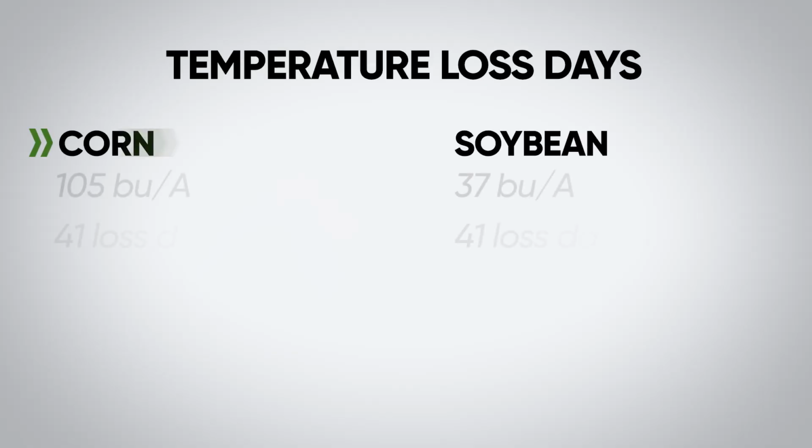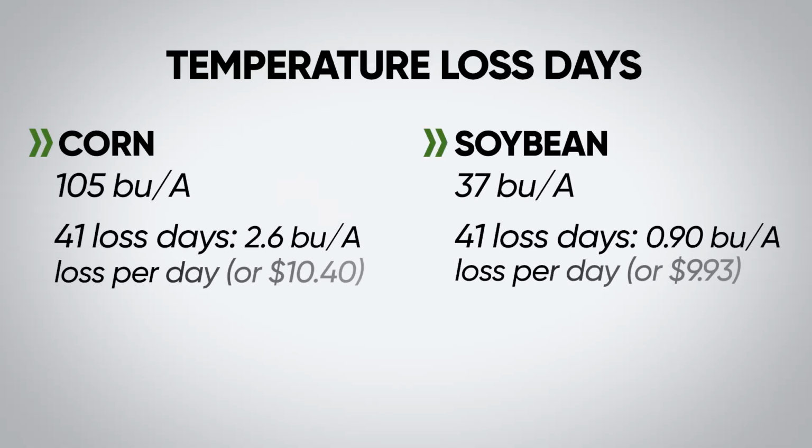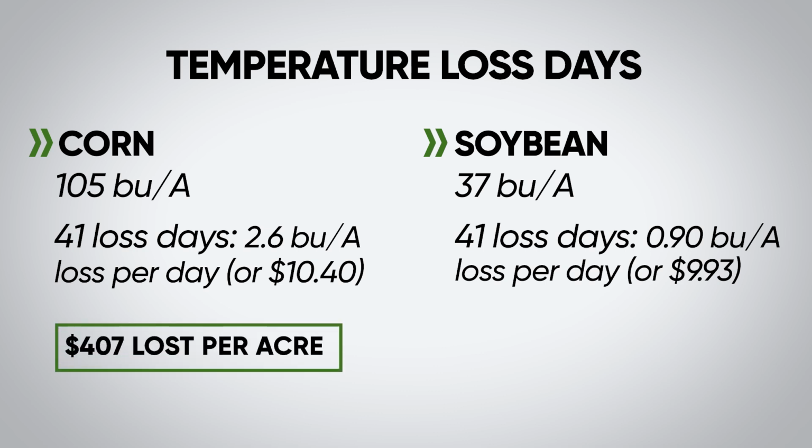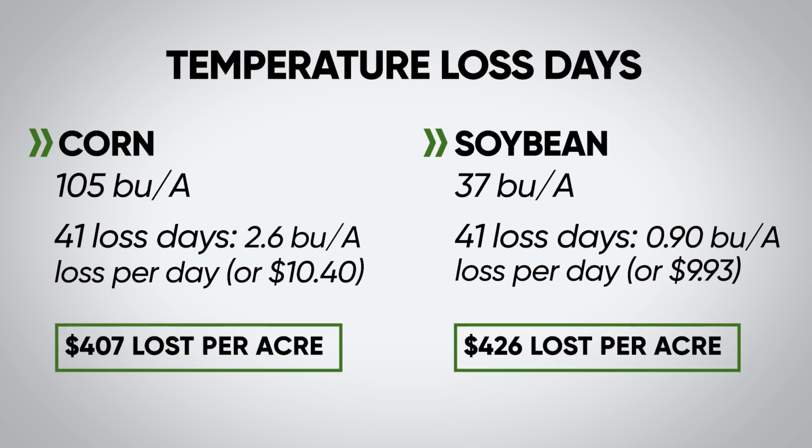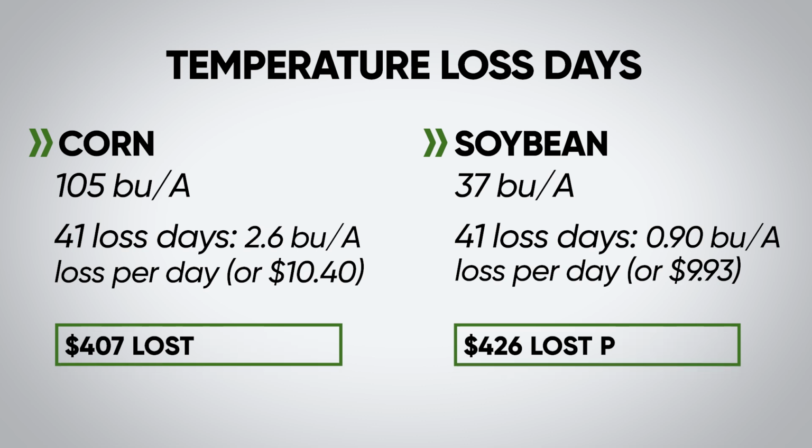Doing the math, if our yield gap is 105 bushels in corn and 37 bushels in soybeans, each yield loss day is worth about $10 per day, or over $400 an acre. That's an opportunity that deserves our attention.